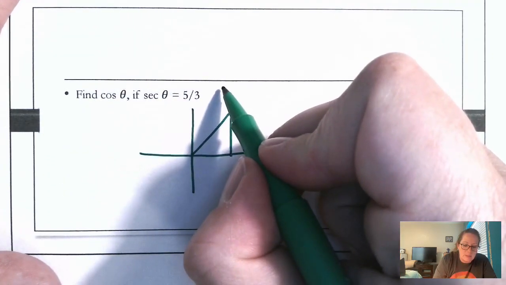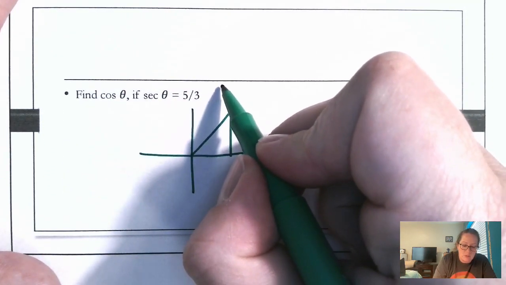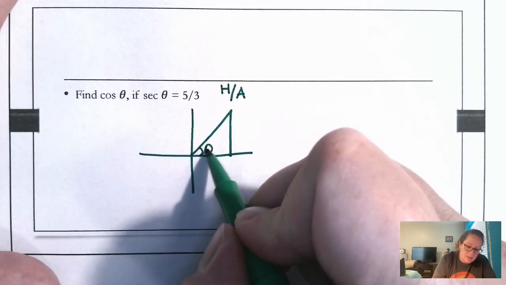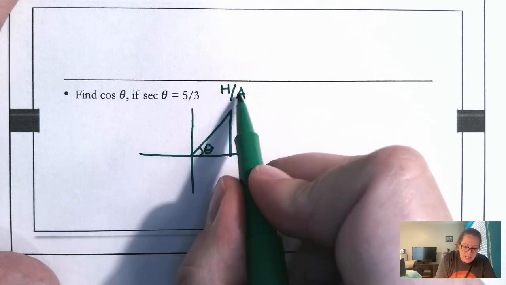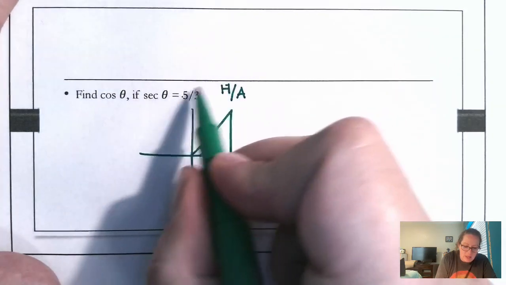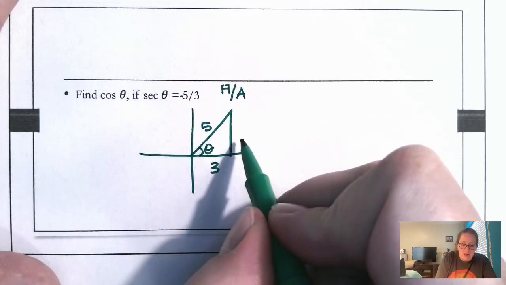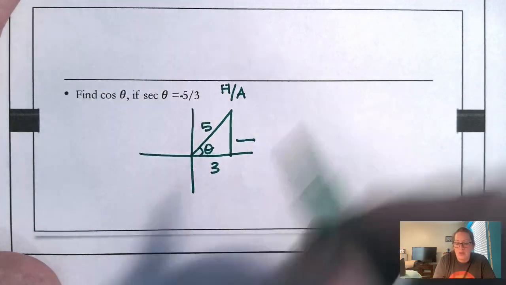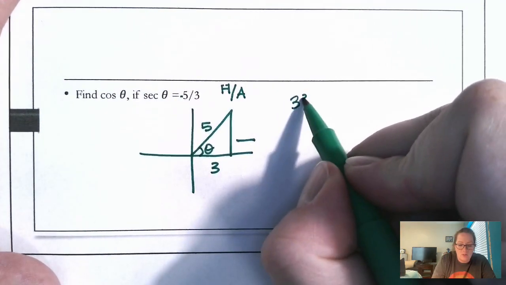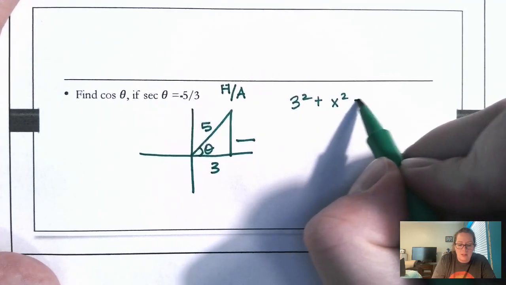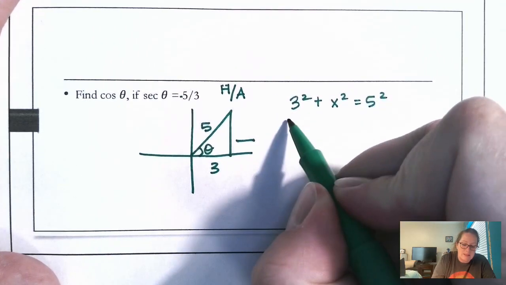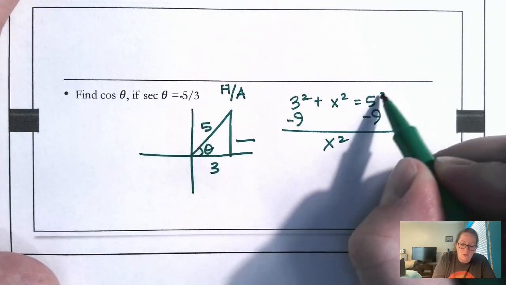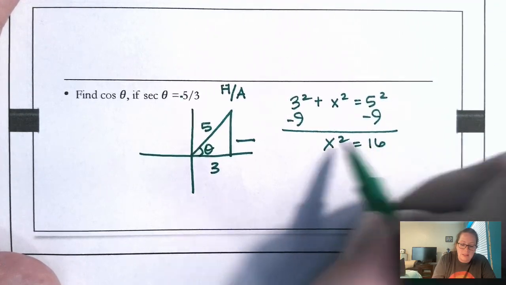Secant is the same thing as cosine, but just reciprocated. So this is going to be h over a. Theta is always in the origin. So my a is going to be 3, and my hypotenuse is going to be 5. So we can figure out what this guy is by doing Pythagorean theorem. So 3 squared plus, I don't know, squared equals 5 squared. That's 9, so I'm going to subtract 9. So 25 minus 9 is 16.